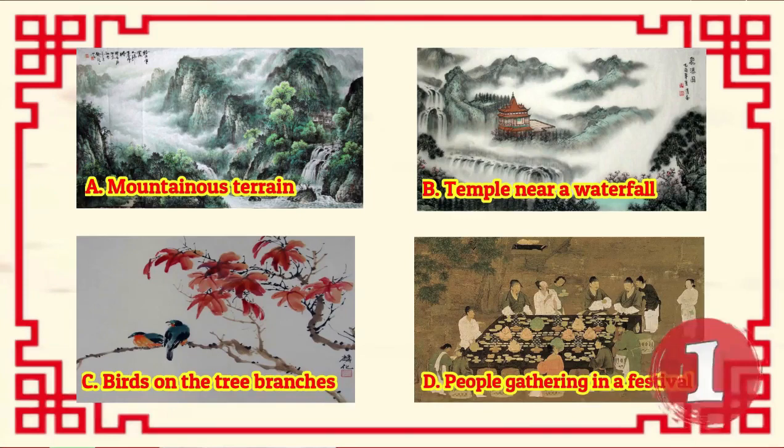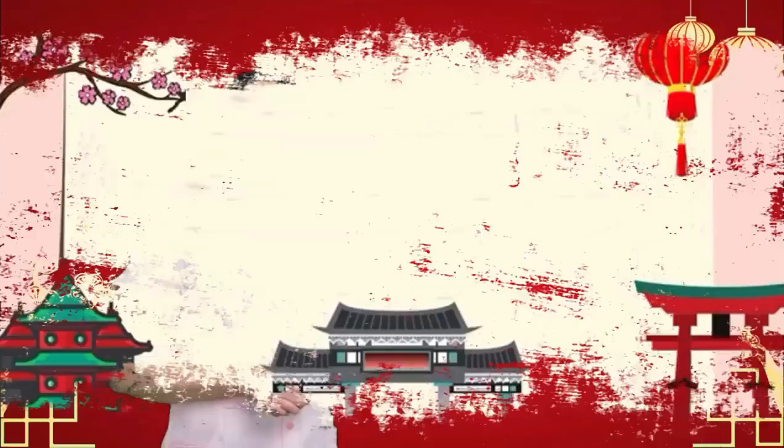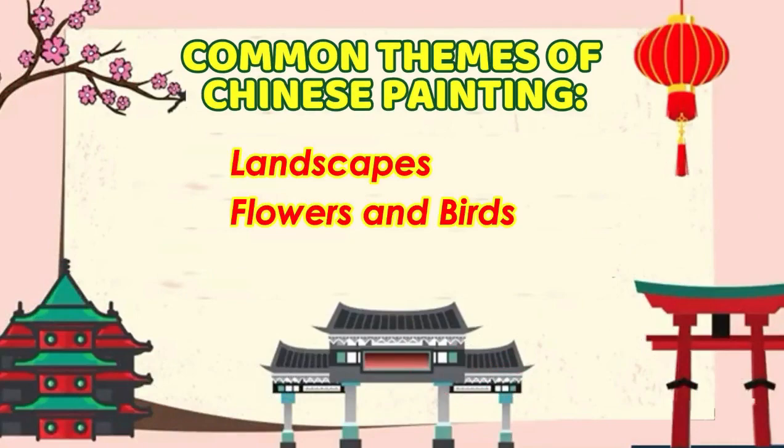Time's up. The answer is letter D. The common themes found in the paintings of China are landscapes, flowers and birds, palaces and temples. Scenes that display daily living of people, such as celebration of festivals, are common themes of paintings in Japan. How's your score? I believe you did great!